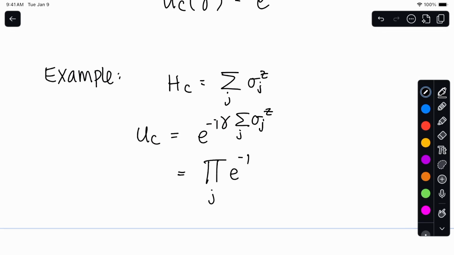a product of all of these things, because we can break out, for instance, if you have e to the a plus b, you can write it as e to the a times e to the b. This is only true for matrices, which remember that this here is actually a 2 to the n by 2 to the n matrix. So this is only true if the matrices commute with each other, but in this case they do.